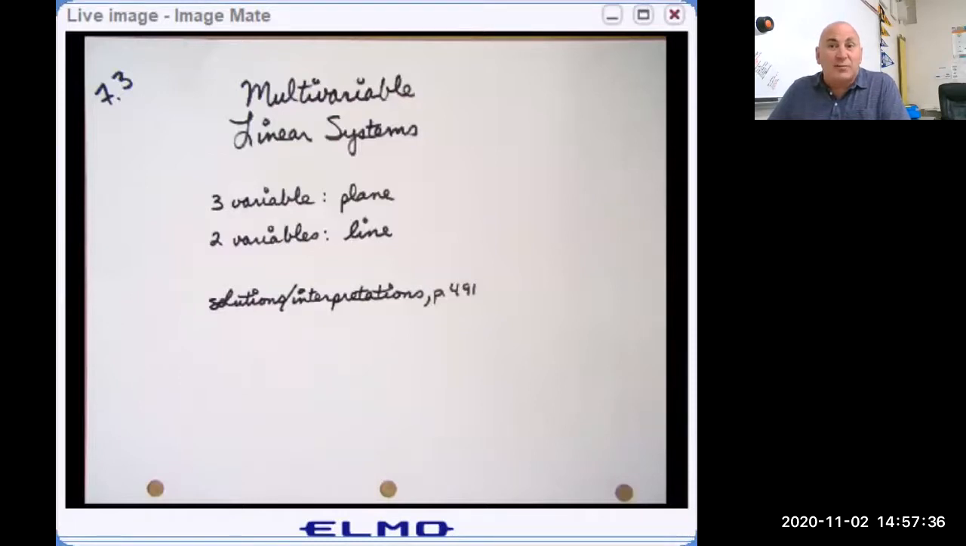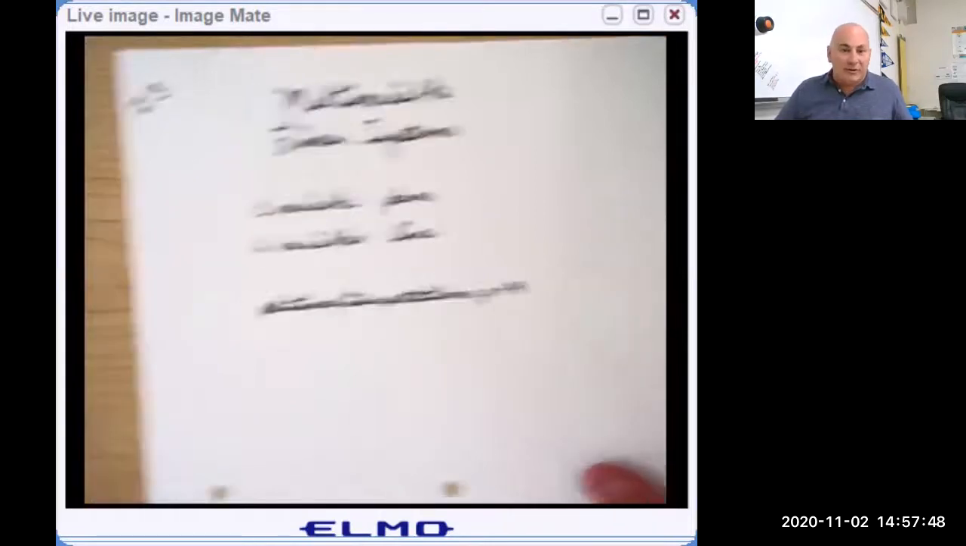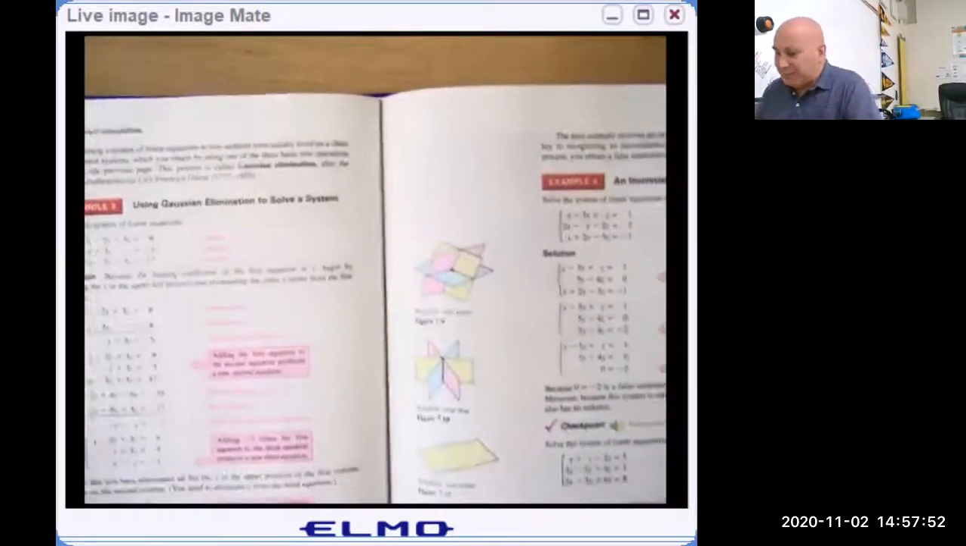But just 3x minus 7y equals 2, that's a line. So 2 variables gives us a line, 3 variables gives us a plane. Let's take a look on page 491 of our text, what answers might look like.